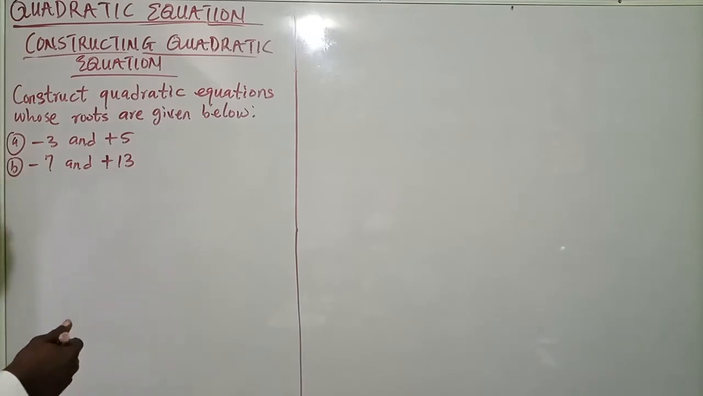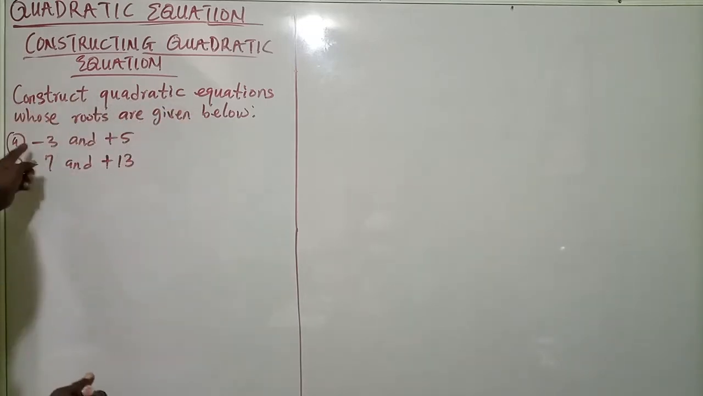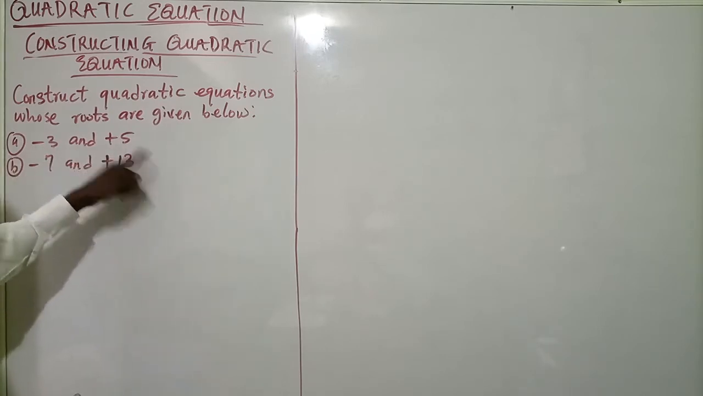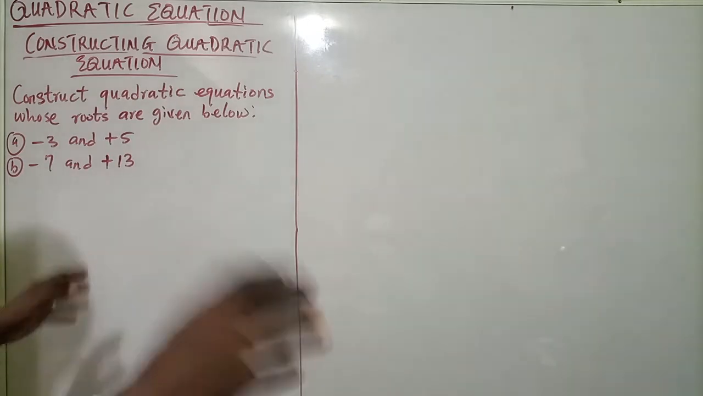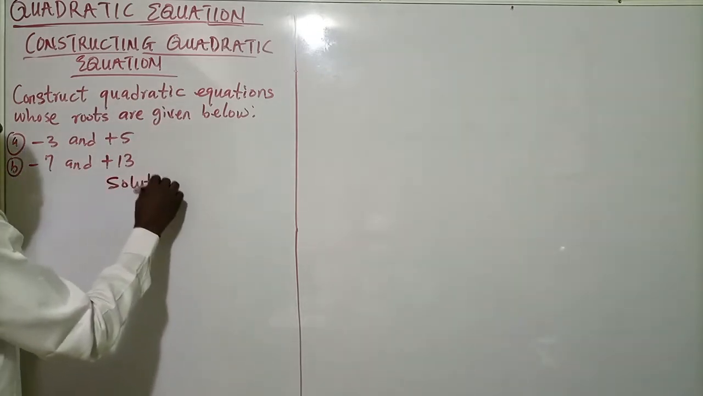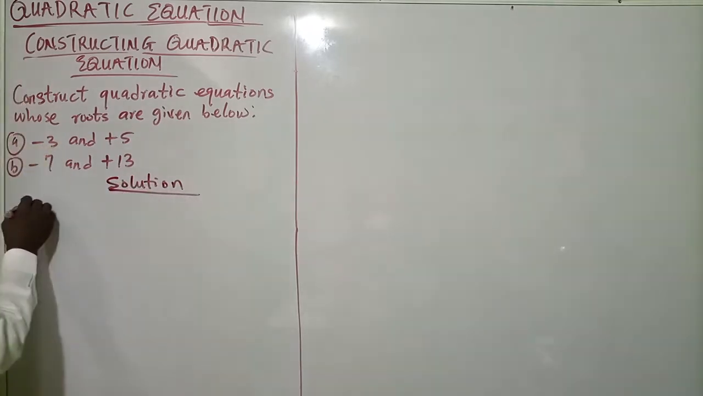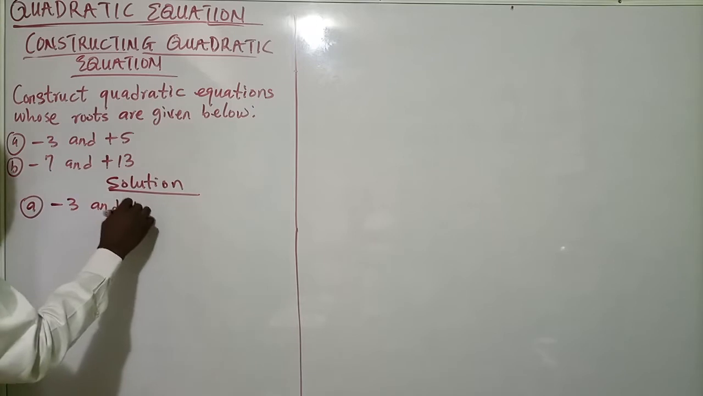Now we have two questions on the board here that say construct quadratic equations whose roots are given below. A, minus 3 and plus 5. B, minus 7 and plus 13. It is actually very simple. See what I'm going to do now. You write solution as usual. So A now, the roots are minus 3 and plus 5.